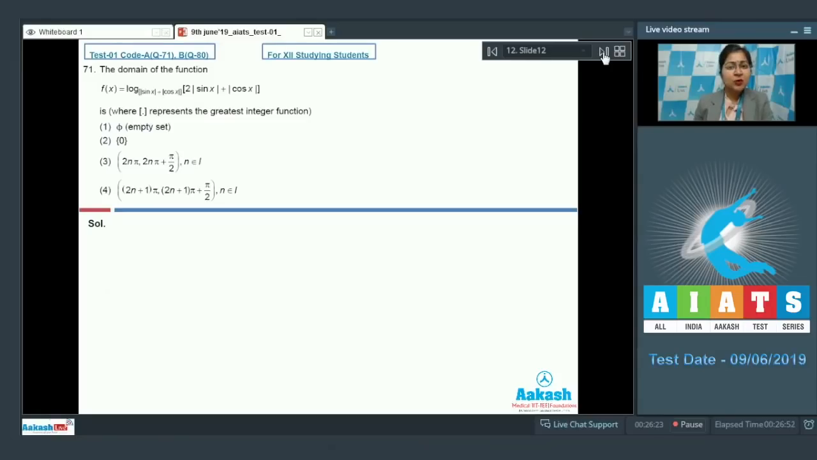Next is question number 71, where we have to find the domain of the function f(x) equal to log to the base greatest integer of mod sin x plus mod cos x, greatest integer of 2 times mod sin x plus mod cos x. Now we know that for log to the base a of b, a should be greater than 0, a should not be equal to 1, and b should also be greater than 0.